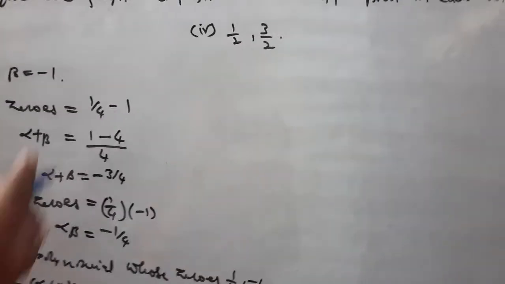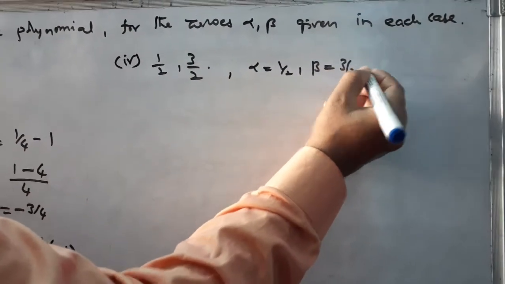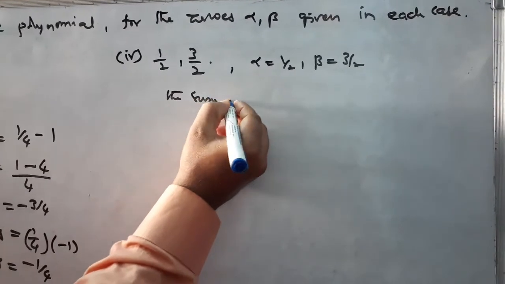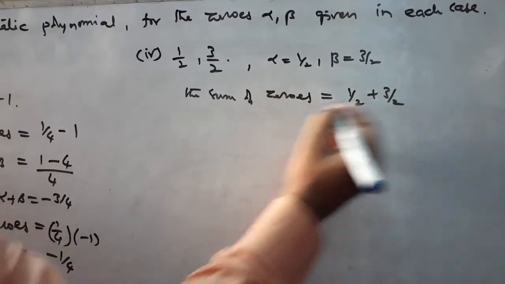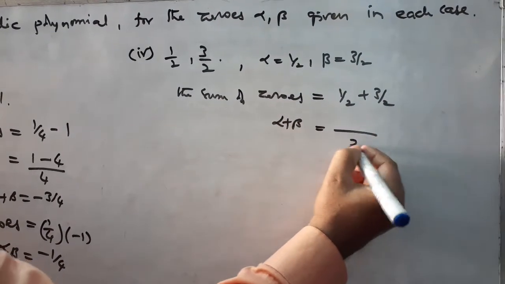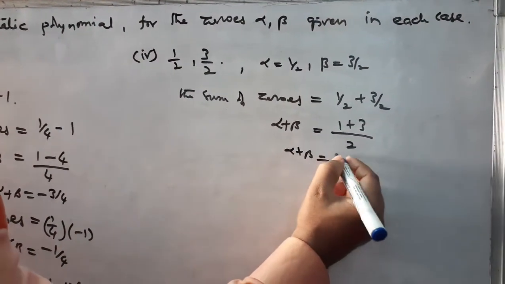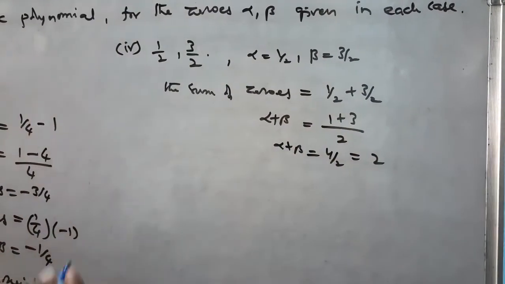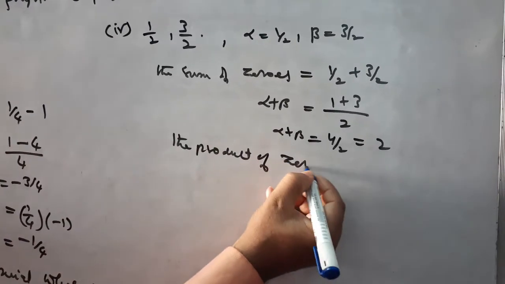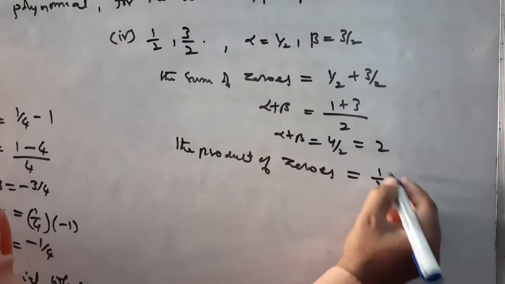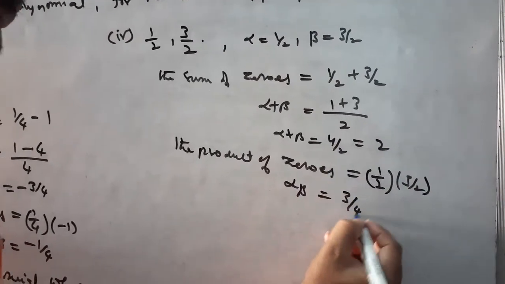So next problem, fourth problem. Now I am taking alpha is equal to 1 by 2, beta equal to 3 by 2. The sum of zeros is equal to 1 by 2 plus 3 by 2. So alpha plus beta equal to, LCM is 2, we will get 1 plus 3 by 2. So alpha plus beta is equal to 4 by 2, that is 2. Product of the zeros means 1 by 2 into 3 by 2. So alpha beta is equal to 3 by 4.